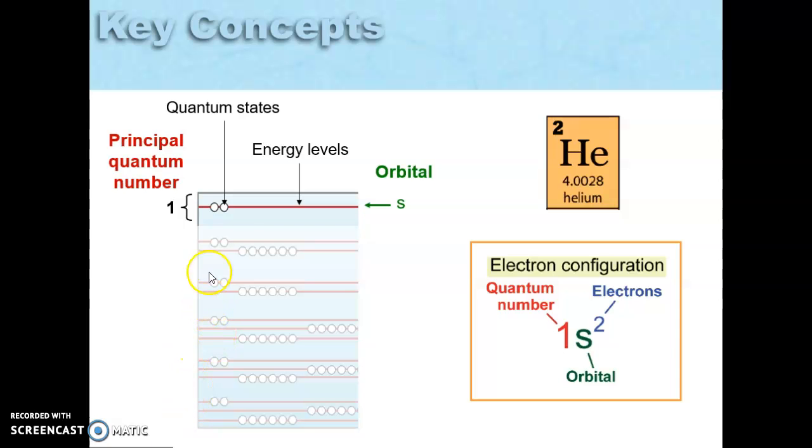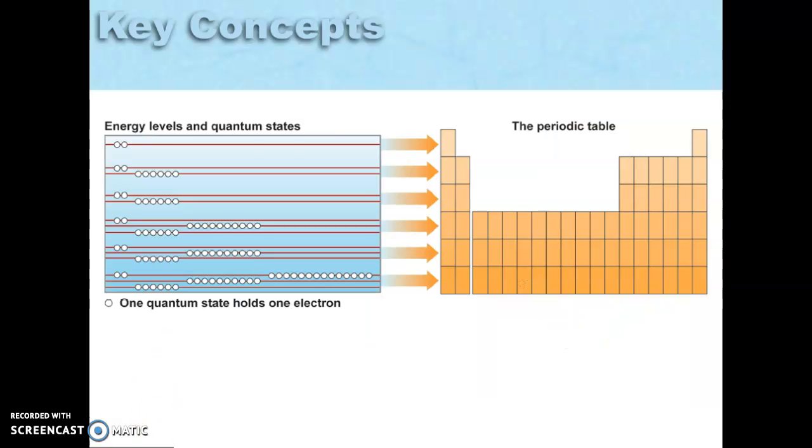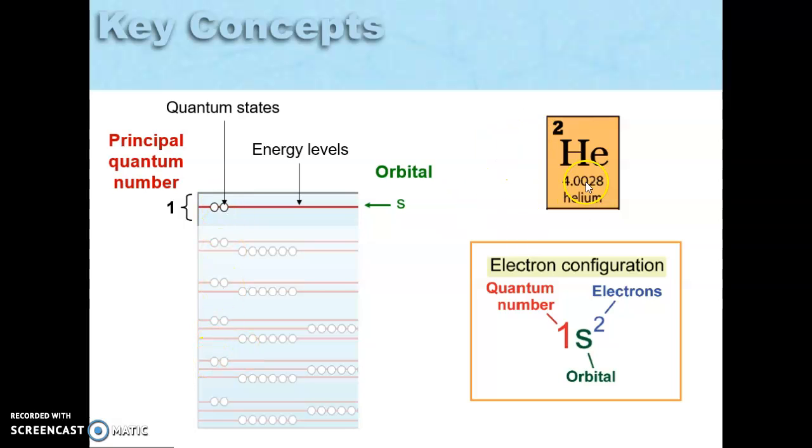All right, so looking at our 1s2, remember it tells us the quantum number is 1. That is our first energy level, or the first row in the periodic table. And then s is that s orbital. And then 2 means there are 2 electrons. So it'd be 1, 2. And that is indeed helium.